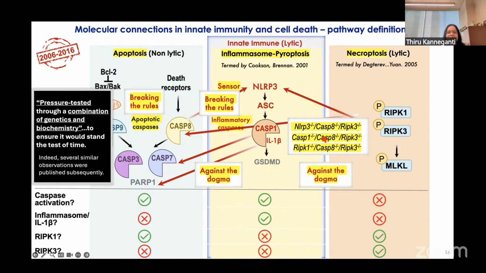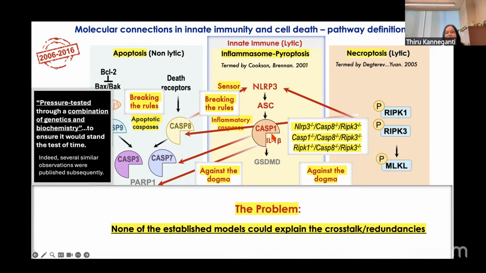So these crosses provided substantial evidence, pressure tested through a combination of genetics and biochemistry, that there is intense crosstalk happening between caspases, and the innate immune pathway utilizes all these molecules in driving cell death. So again, we were breaking all the rules set by the leaders or experts in the field, and it's against the dogma to talk about apoptotic caspases being involved in driving an inflammatory cell death pathway. But data is data, so we went ahead to ask other important questions.